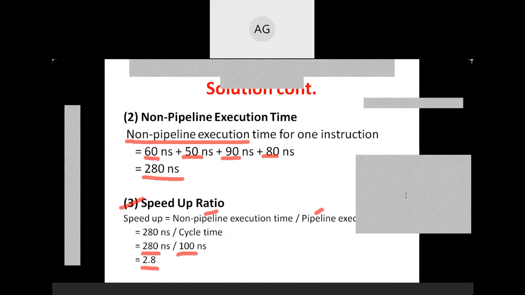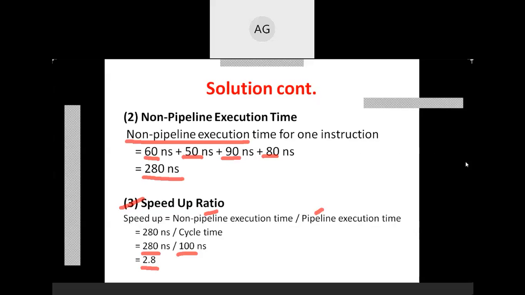All of you understand it till now? Just write in the chat box so that we can proceed to the next slide. So we already calculated the three parts of the question. First is the pipeline execution time, second is the non-pipeline execution time, and third is the speed up ratio. Now moving to the next slide.